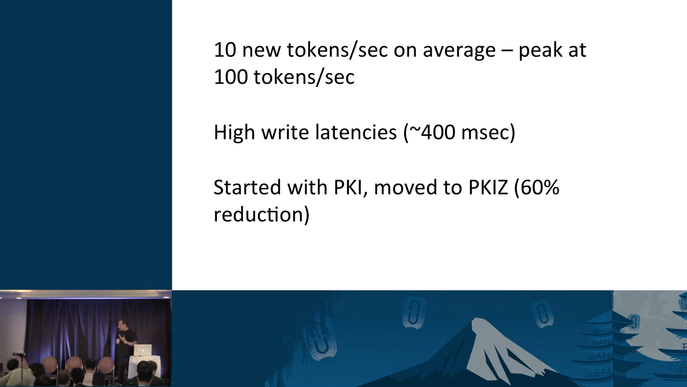So as of recently, if I look at the traffic trends, I removed the graphs because they were showing more data than I wanted to. There were about 10 new tokens per second on average. That's the kind of traffic we are getting now. And the peak was up to 100 tokens per second. Initially we had some surprises, like Keystone going down and all that. So we had to figure out and put some rate limits in place to ensure that Keystone is surviving the traffic.